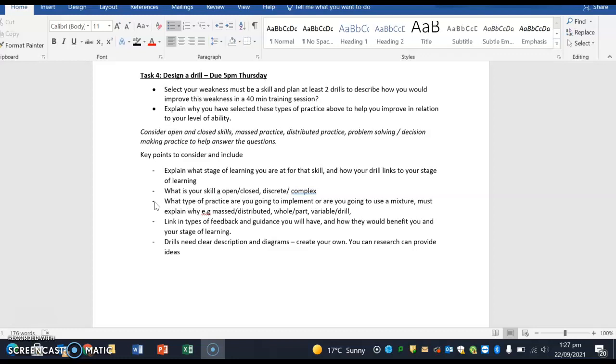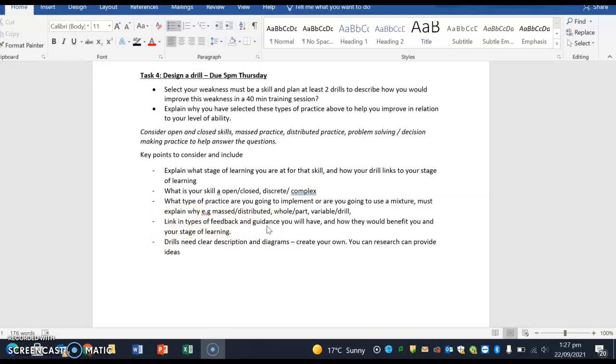Some examples are massed or distributed practice, whole or part, or as we said, a combination of the whole and part, variable or drill. You can also talk about visualization and other aspects that you may want to implement between your training sessions for distributed practice if you want. Linked to types of feedback and guidance.